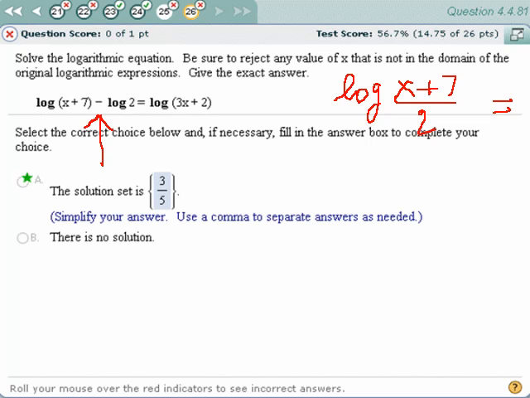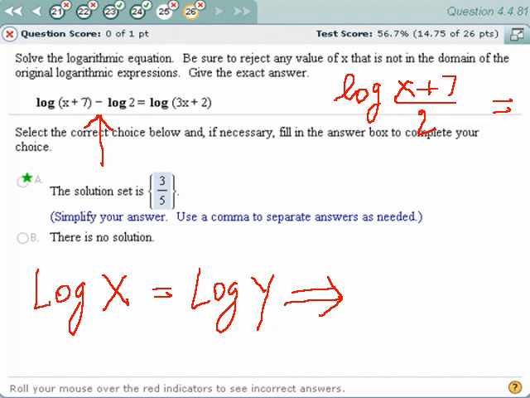Okay? So the first step I did, the subtraction, I changed it to division. And now I have a property, if you remember. This is the property that I have. If I have log of x equals log of y, then this is equivalent to x equals y. So using this property, I'm going to apply it here because I have a log equals log. That means x plus 7 over 2 equals 3x plus 2.